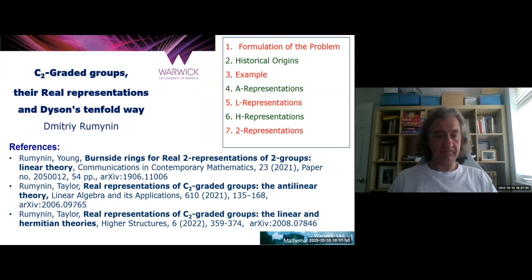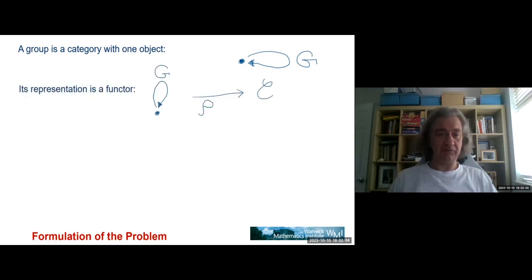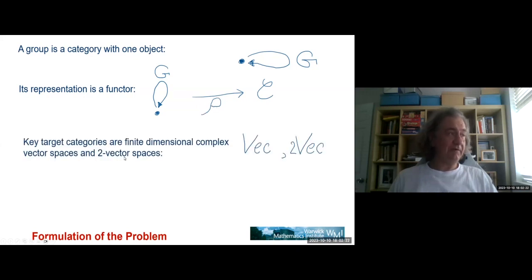Let me push forward. What is a group? A group is a category with one object. So it's one object, and every morphism is invertible. In that language, what is a representation of a group? A representation of a group is a functor from this category with one object to a category which you are interested in today. So in particular, key target categories for representations of a group are finite dimensional complex vector spaces or 2 vector spaces.